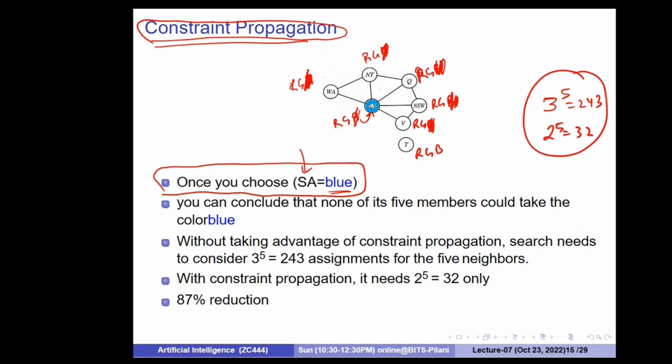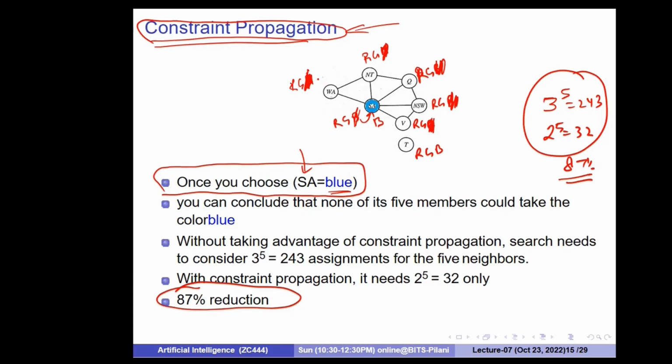Can you see how strong this technique is? Constraint propagation. It is actually an 87% reduction in the problem. Got the idea? I just wanted to tell this particular point. Question number 1, what is constraint propagation? You understand what constraint propagation is and what its importance is. You can see that in this particular case it has reduced the effort by 87% straight away.